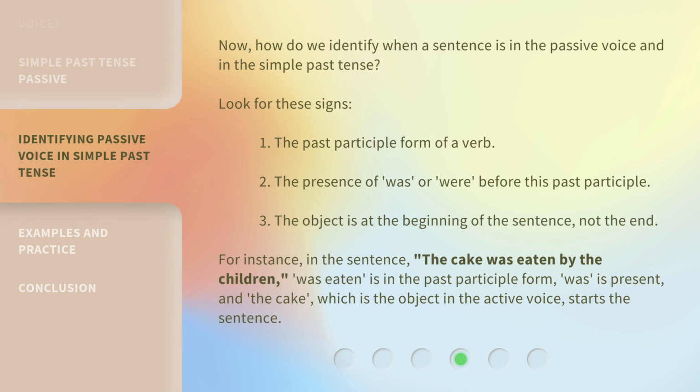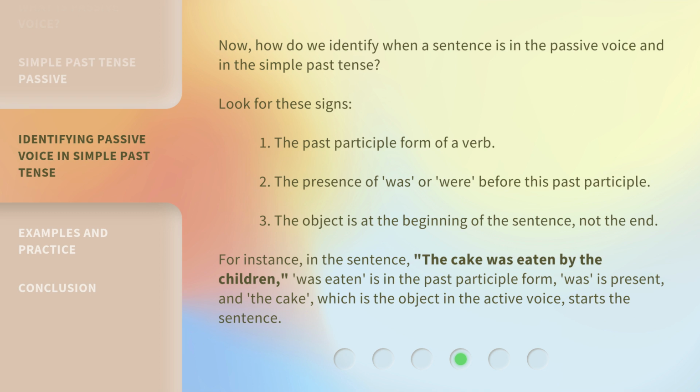Now, how do we identify when a sentence is in the passive voice and in the simple past tense? Look for these signs. 1. The past participle form of a verb. 2. The presence of was or were before this past participle. 3. The object is at the beginning of the sentence, not the end.